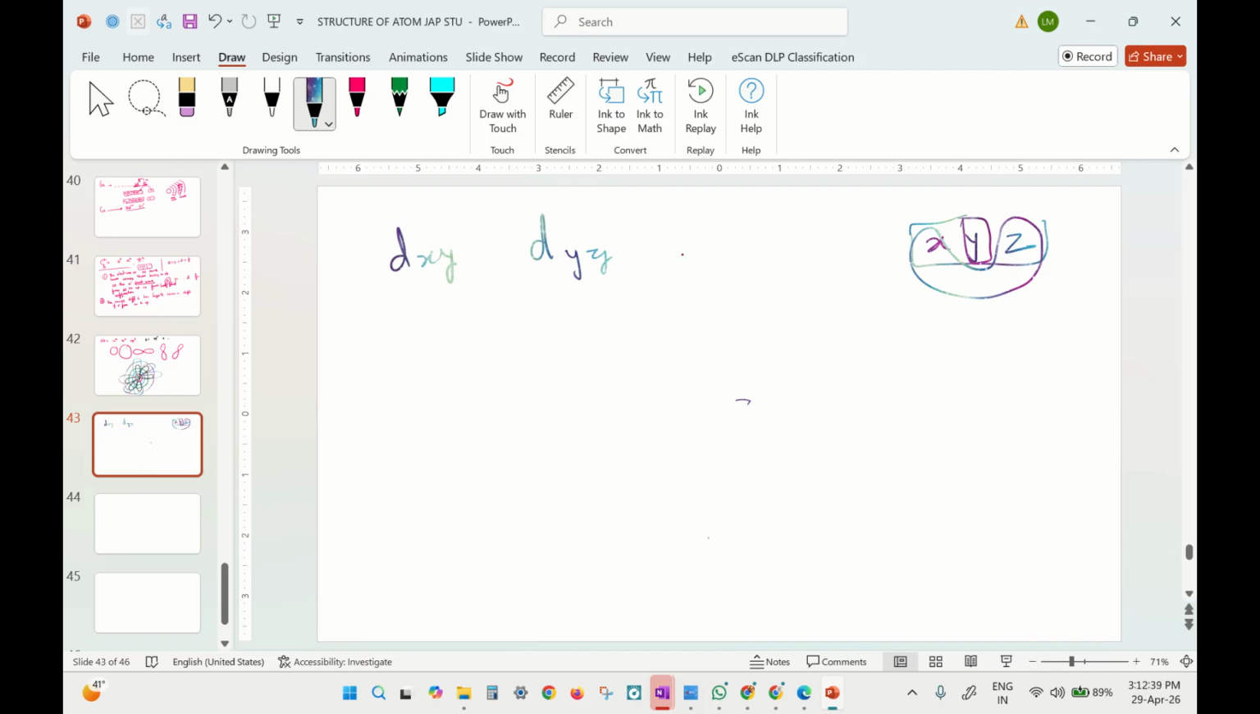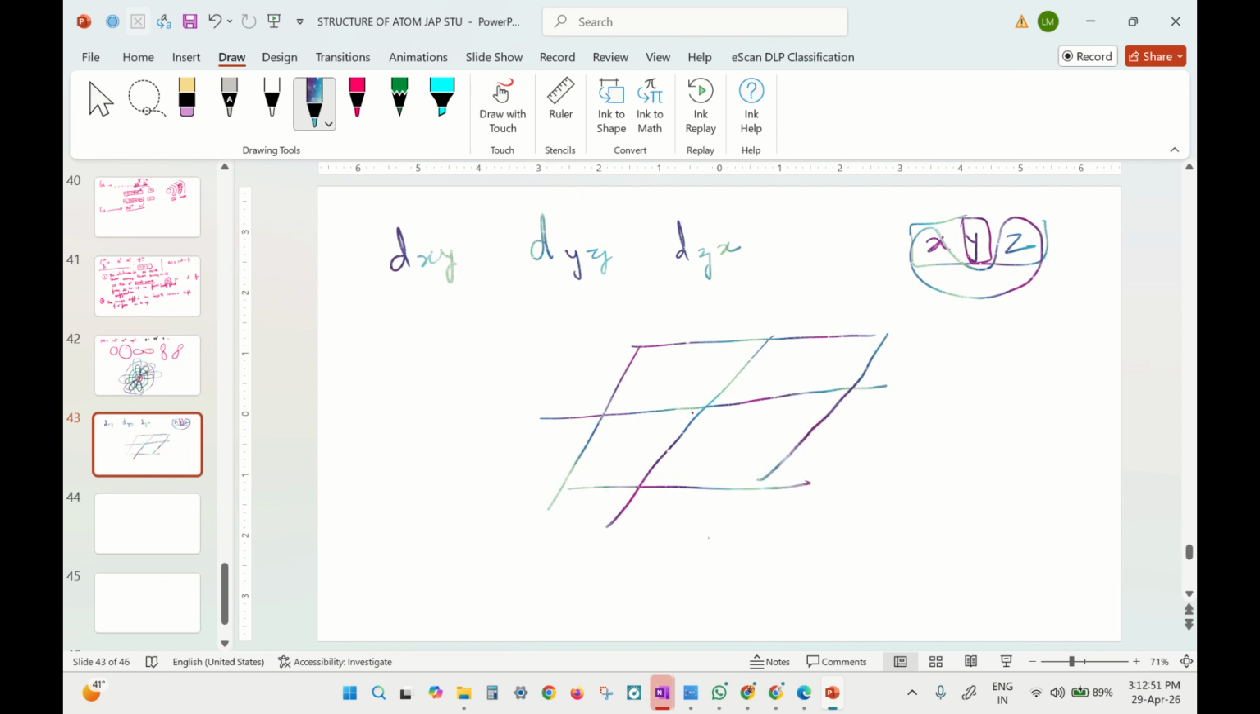So what is the third one? DZX. So this is the Z axis, the X axis is here. So in that plane you will have lobes. Okay. But again, it's very difficult for some, not for all. So we'll put it as this is X axis, this is Z axis, and we'll put it like this. As long as you're labeling the axis lines, it is okay.